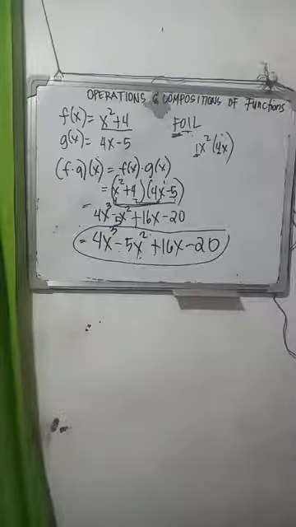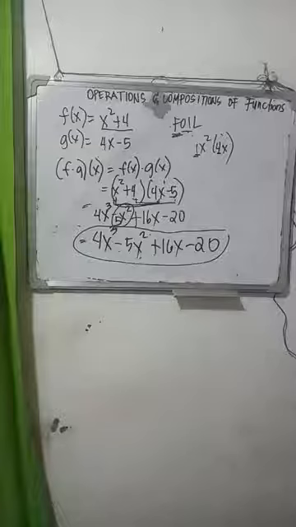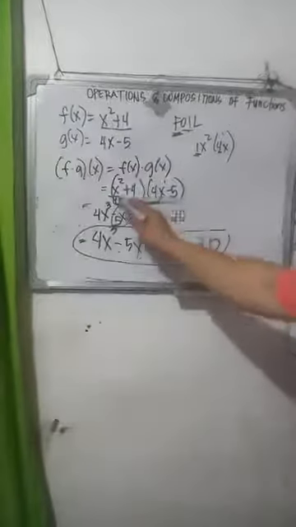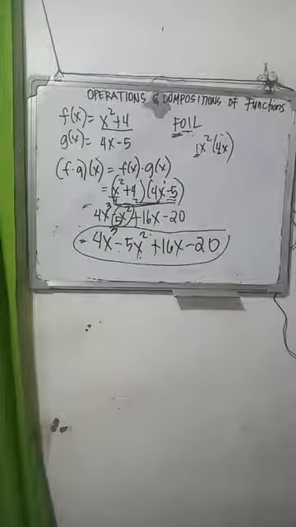Questions about negative 5x squared? Yes, negative 5x squared. That is correct. Because x squared times negative 5 is negative 5x squared. I forgot to write it earlier. Okay, very good.